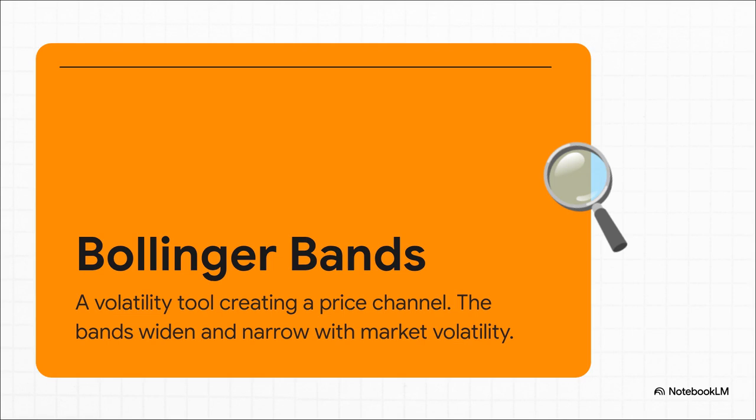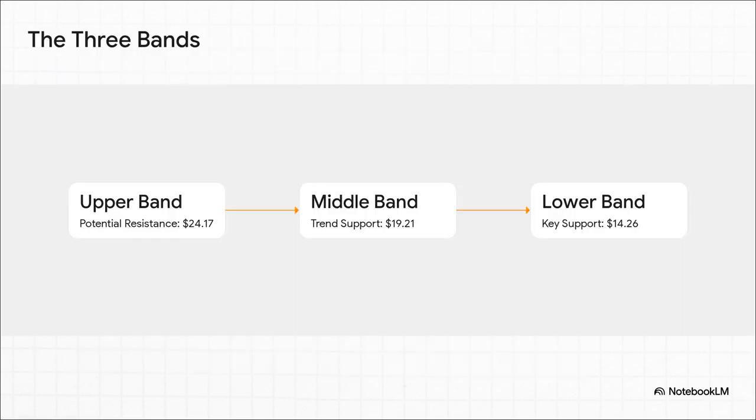Okay, one last tool for now. Let's talk about volatility. And for that, we use Bollinger Bands. Just picture them as a channel or a tunnel that the stock price moves within. They basically show you the floor and the ceiling the traders are keeping a close eye on. And right now, QUBT is trading in the upper half of that channel, somewhere between the middle band and the upper band. That's a sign of strength. The upper band, around $24, is acting like a potential ceiling, or what traders call resistance. And that middle band, down near $19, is acting as a floor of support.